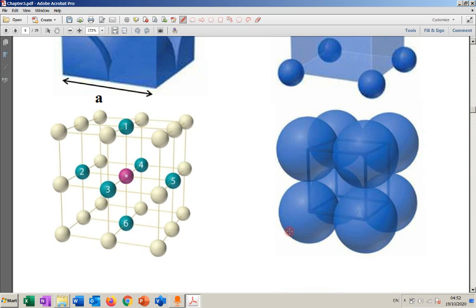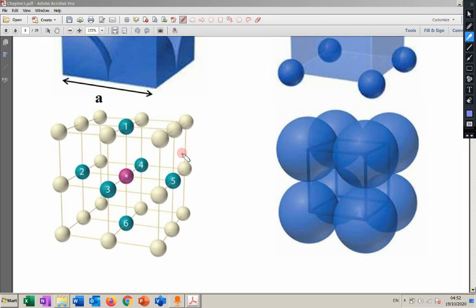Now this is the arrangement in 3D. The atoms will be at the corner. We don't have anything in the middle, and we don't have anything in the face. Remember, this is what we call a simple cubic crystal structure. There are a lot of ways that it is explained for you. One atom at each corner.